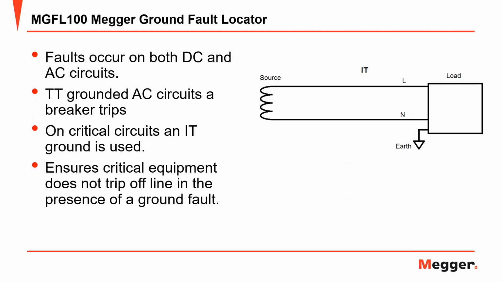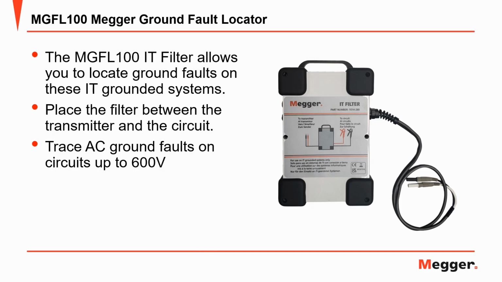Ground faults can occur on both DC and AC circuits. In TT-grounded AC circuits, a breaker will trip in the presence of a fault. However, in critical circuits, an IT ground will be used. This will ensure critical equipment does not trip offline in the presence of a single ground fault. The MGFL100's IT filter allows you to locate ground faults on these IT-grounded systems. Simply place the filter between the transmitter and the circuit. You can now trace AC ground faults on circuits up to 600 volts.